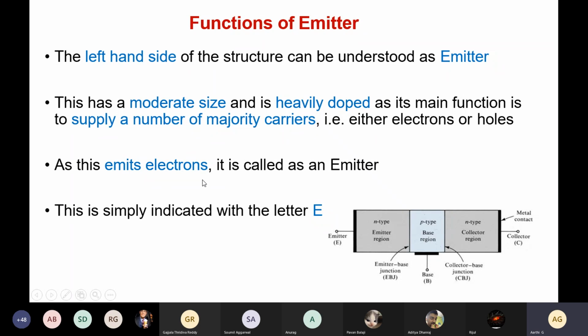And as this emitter emits electrons, it's called an emitter. So if it is an NPN, it is going to emit electrons. This is indicated as E. It is going to emit the majority charge carrier, so it is indicated as E.